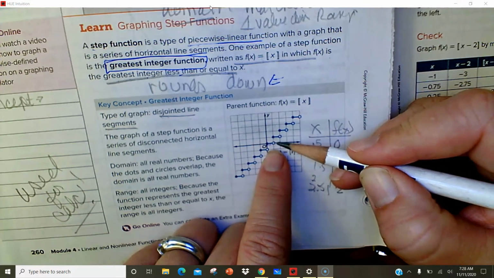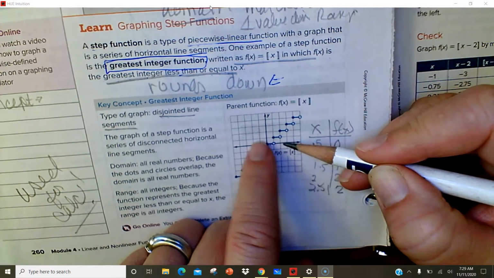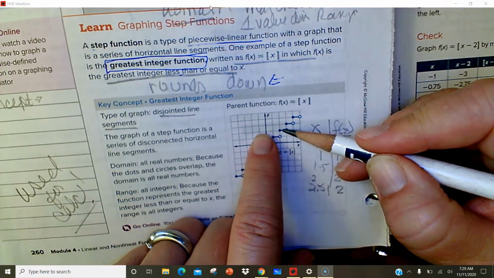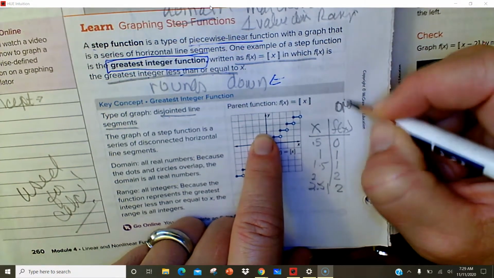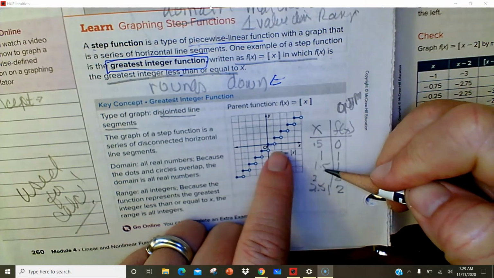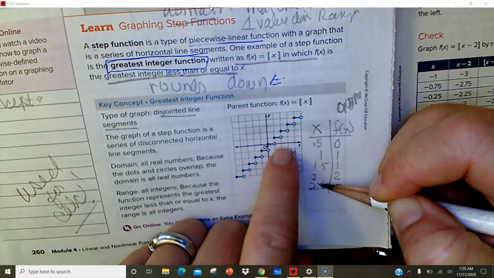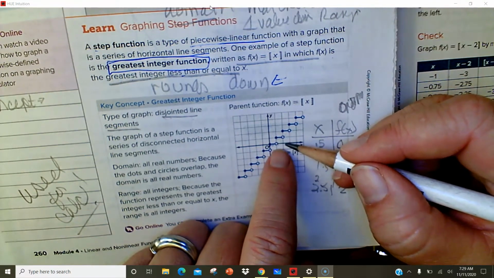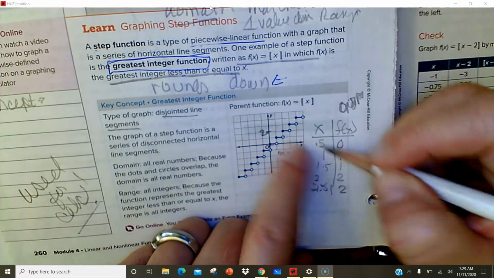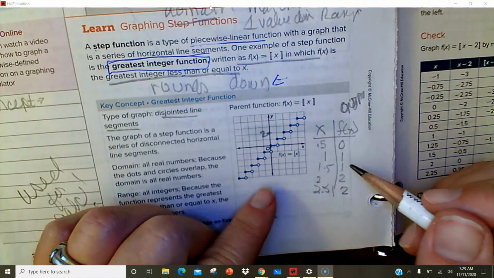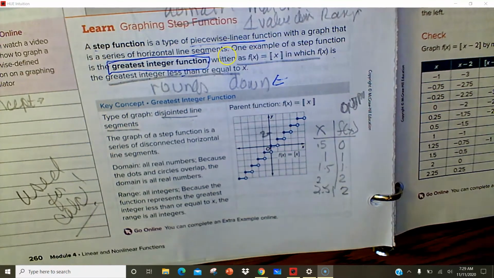However, if I go to 1.5 for my x, it's still going to be at 1 for the y. If I graph 2.5 for my x, it's still going to be at 2 for the y. So my output will still be rounding down. This is my output here. If I put in 1.5 for my x, it stays at 1 for the y. If I put in 2.5 for x, it still stays at 2 for the y. So understand that the concept of our step functions is that we're always going to round down.